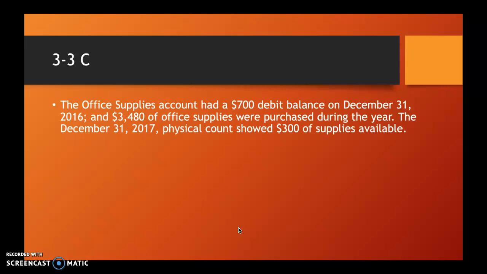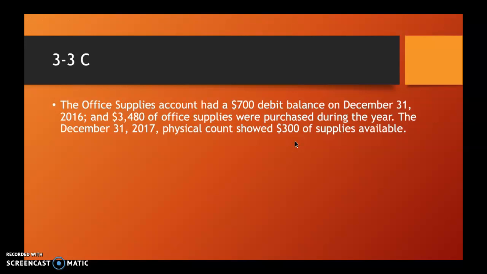C. The office supplies account had a $700 debit balance on December 31st, 2016, and $3,480 of office supplies were purchased during the year. The December 31st, 2017 physical count showed $300 of supplies available. So this one, same thing. I'm going to set up a little equation. You had 700 at the end of the previous year, you bought $3,480 during the year, and you ended with $300. So I'll give you now to pause to go over it yourself.